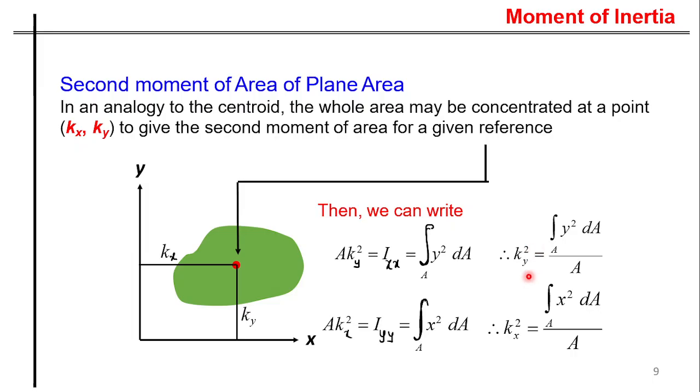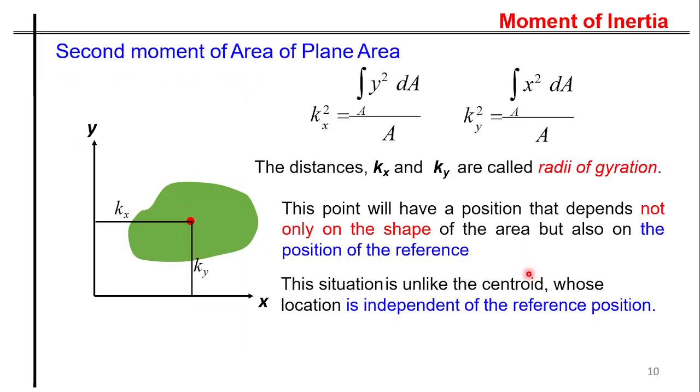So these kx square and ky square are what are called radii of gyration. If it is 1, we are going to call it radius of gyration. Here you are looking at 2, so you are calling them radii of gyration. So this point will have a position that depends not only on the shape of the area but also on the position of the reference axis.